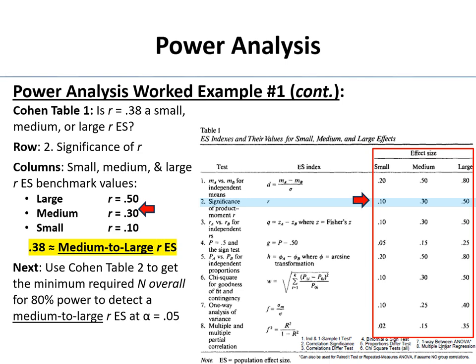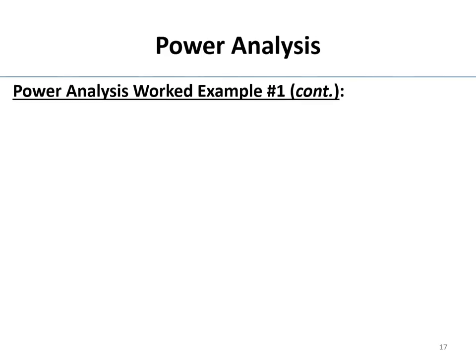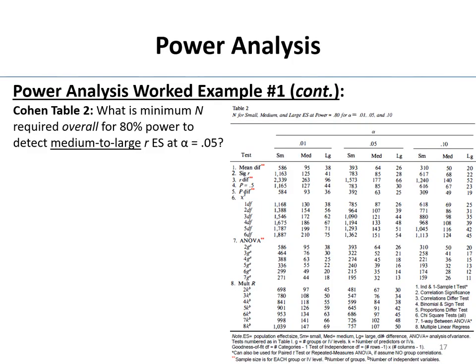So the next step, now that we know that 0.38 is a medium to large correlation effect size, is to use Cohen's table 2 to get the minimum required overall sample size for 80% power to detect a medium to large correlation effect size at alpha of 0.05. So here's Cohen's table 2. That's the one that gives the minimum required sample sizes, and we need to answer the question: what is the minimum required sample size overall to have 80% power to detect a medium to large correlation effect size at alpha of 0.05? There's our row for correlation.